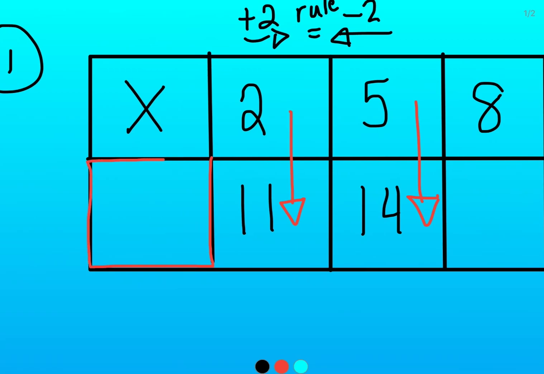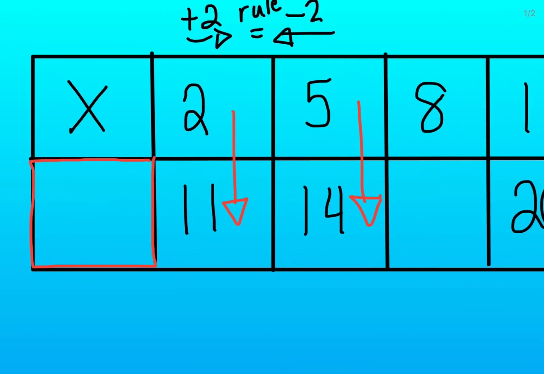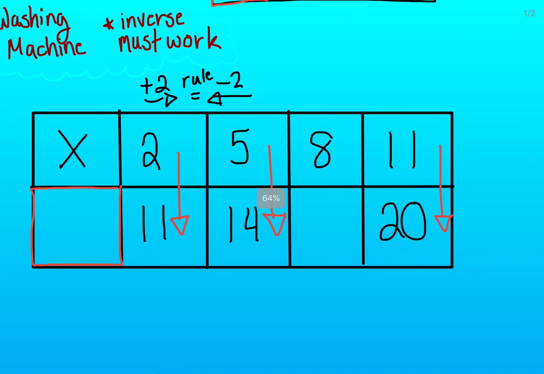So like I said, think about it as a washing machine. The top numbers are the clothes that are going in the washing machine. The bottom numbers are what it's coming out as. And this space over here is going to be what the washing machine is set to. Now, you can have more than one rule, or more than one step within a rule.